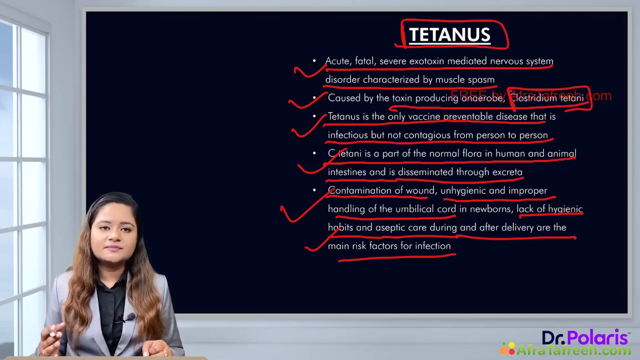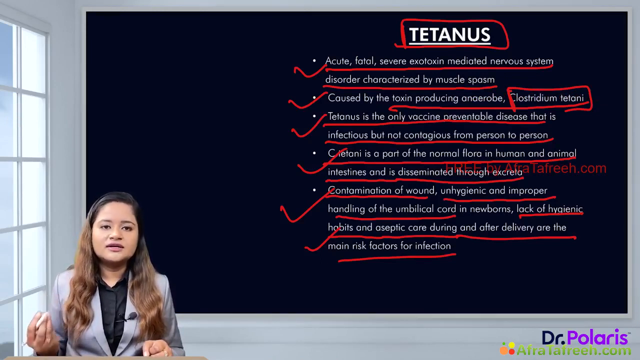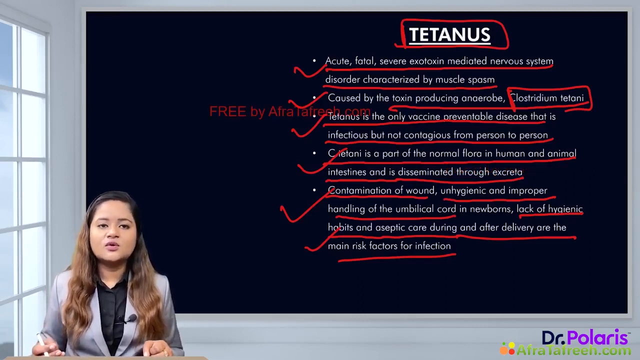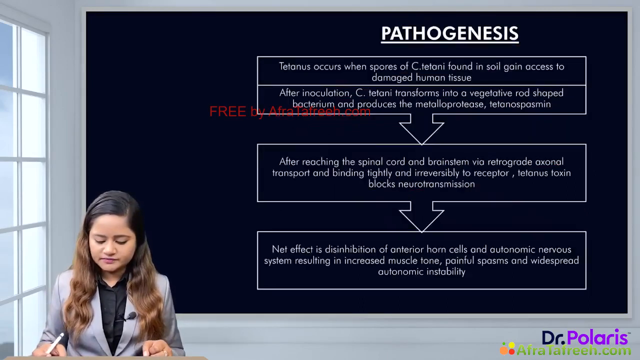Apart from that, if somebody is not immunized and the bloodstream gets infected with Clostridium tetani because of soil or any kind of dirty hygienic habits, resulting in inoculation of infection straight into the bloodstream, it can also result in the onset of tetanus in older children.